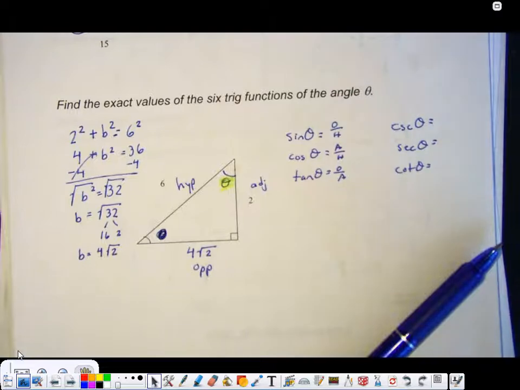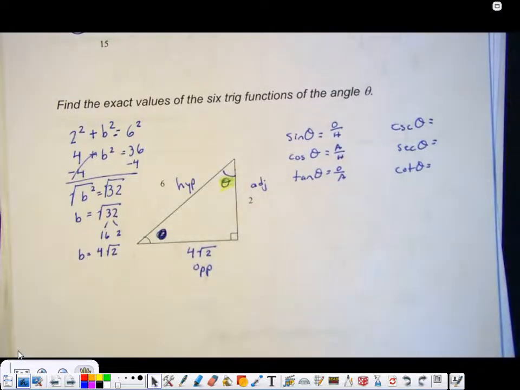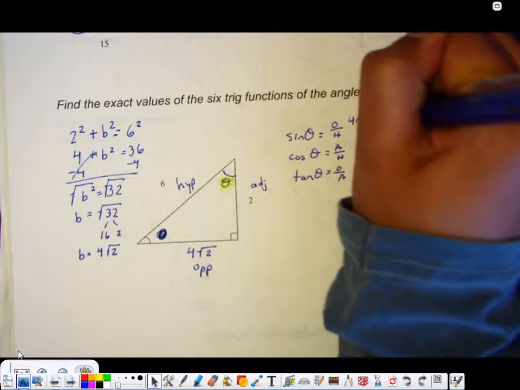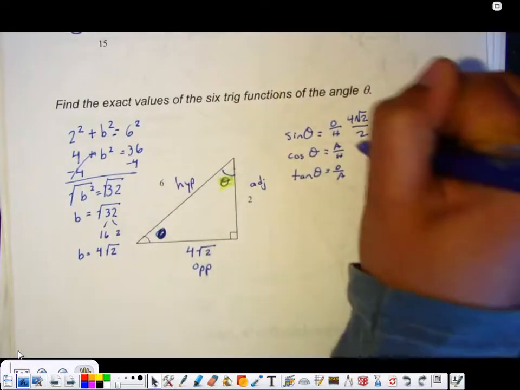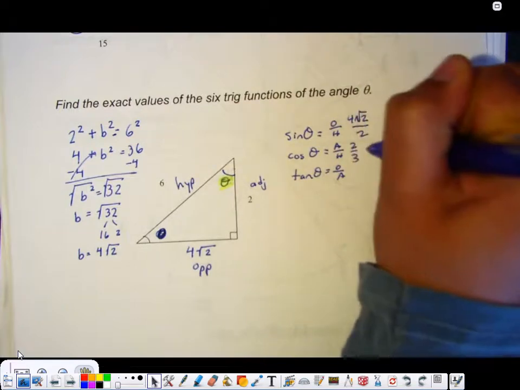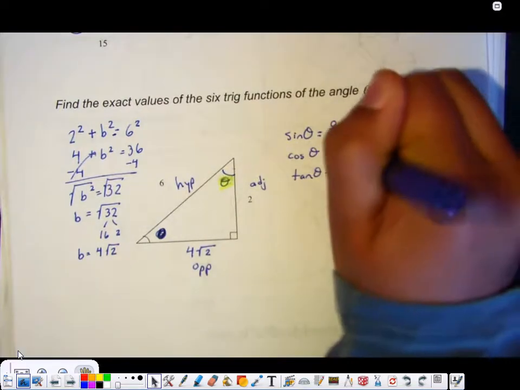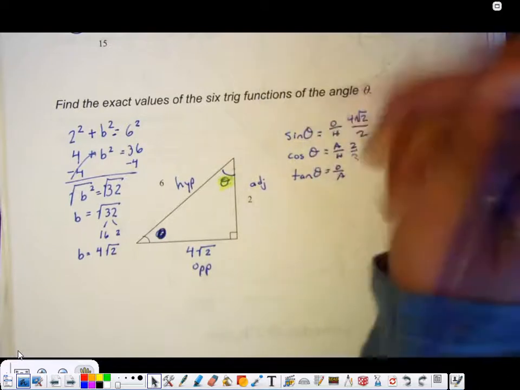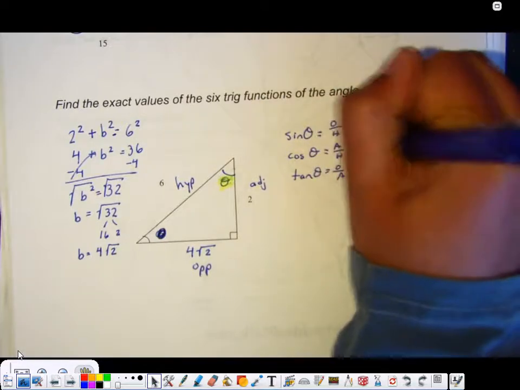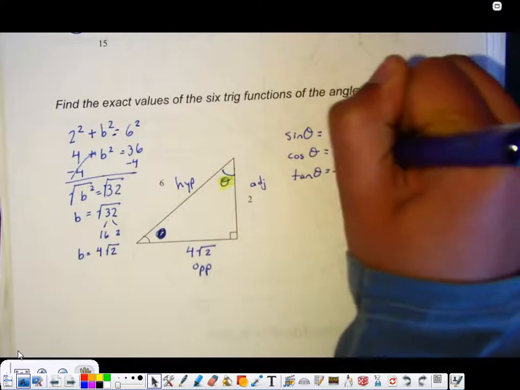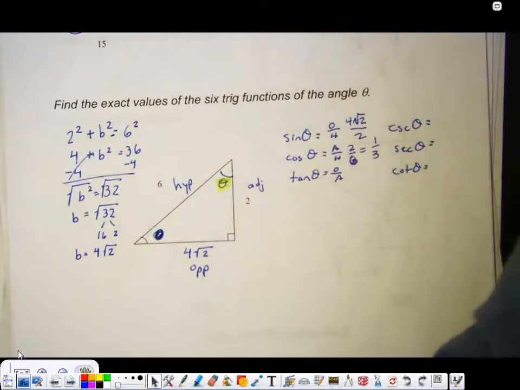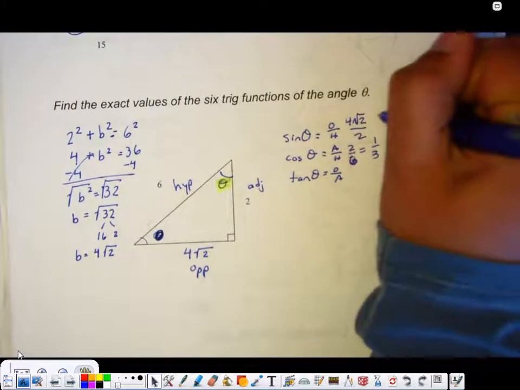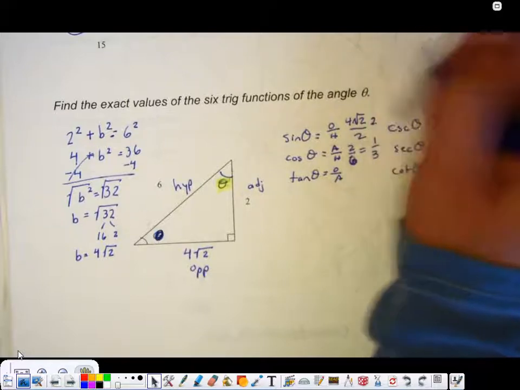Okay, so now for sine, it would be 4 square root of 2 over 2. And for cosine, it would be 2 over 6. Good thing for erasable pens. And then that would be 1 over 3. So it would just be 2 to the square root of 2.